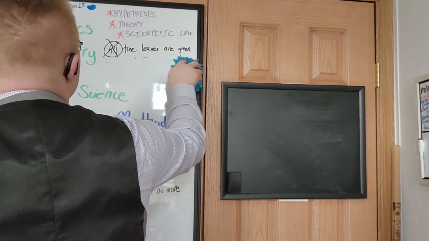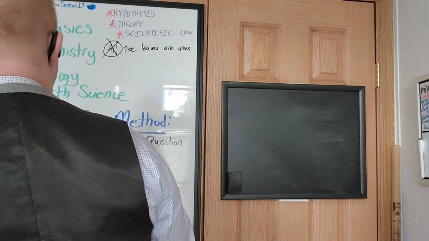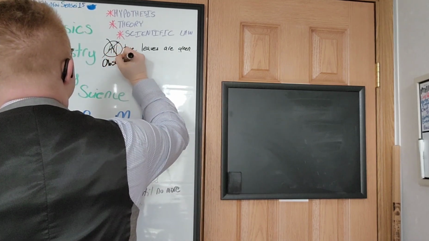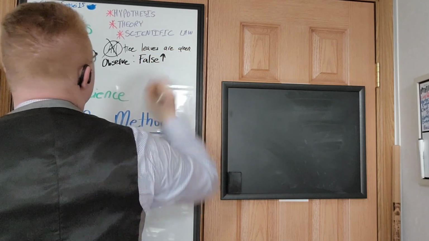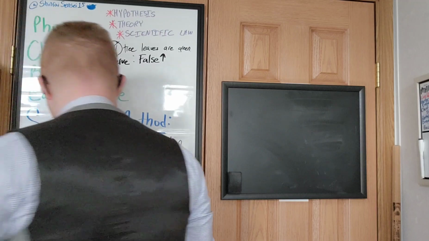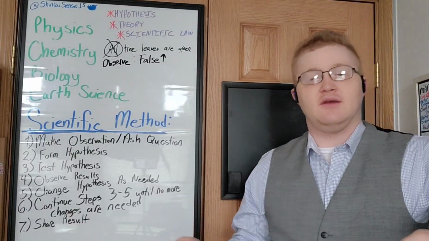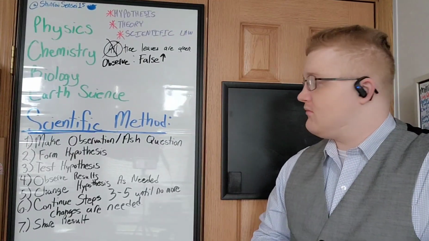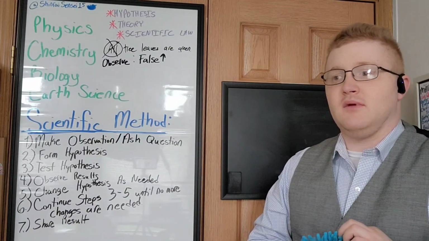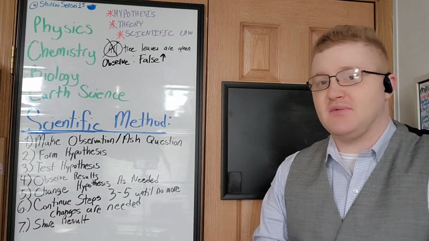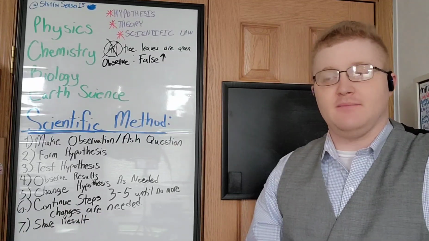So you observe the result. The observation, so let's say observe: false. And so now the step that a lot of people seem to leave out for some reason, and this is going to really change whether or not you actually get anything out of the scientific method, is step 5, change your hypothesis as needed, right?